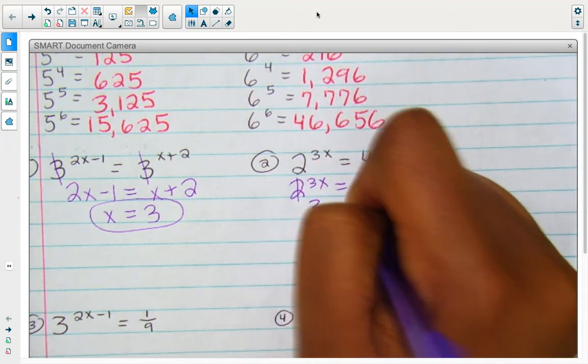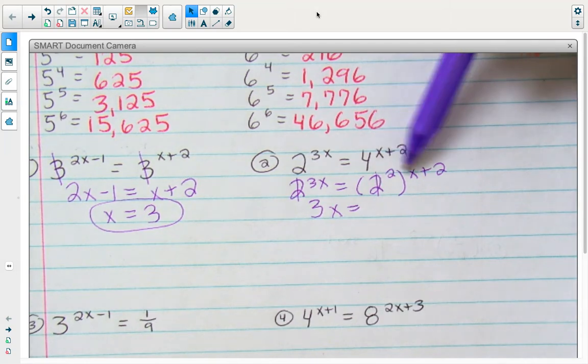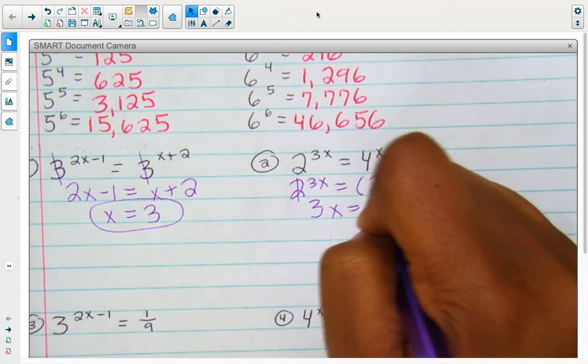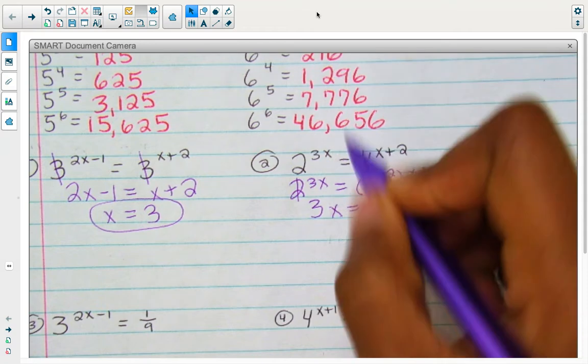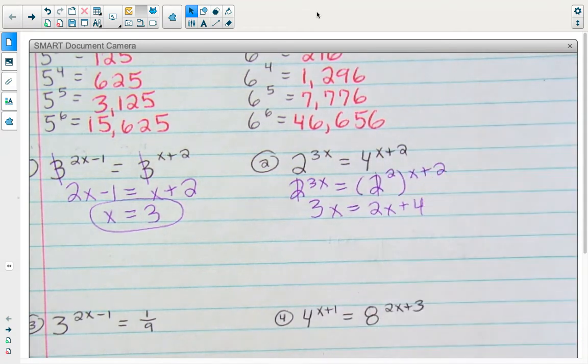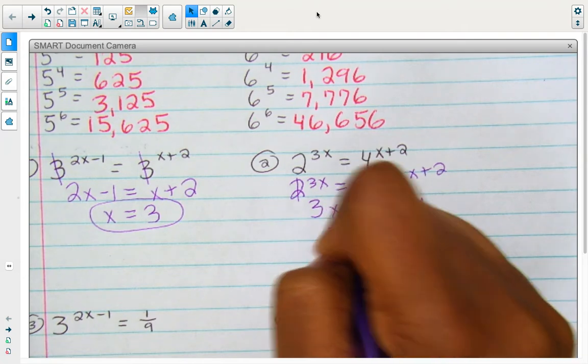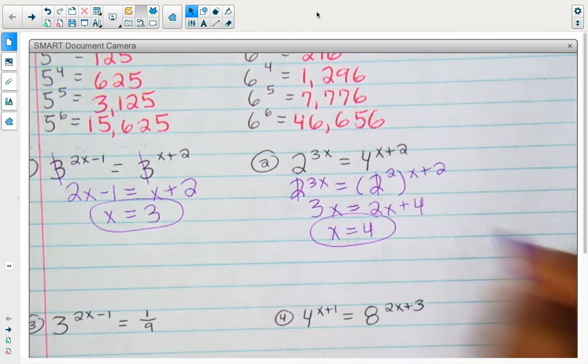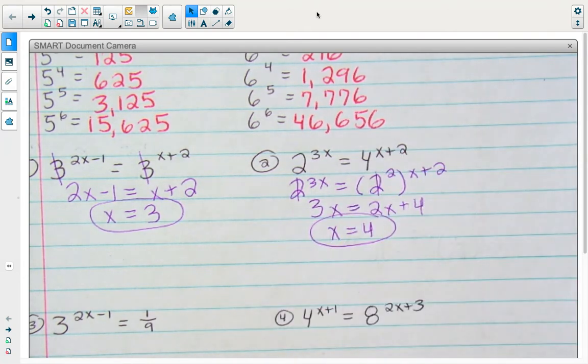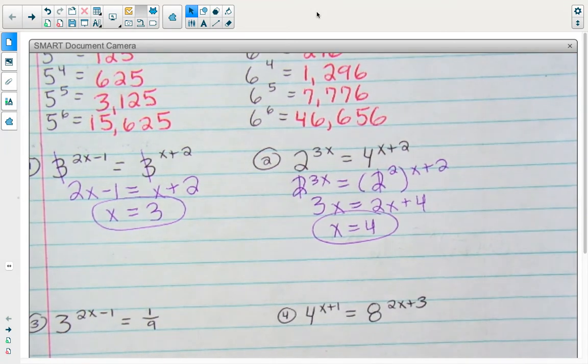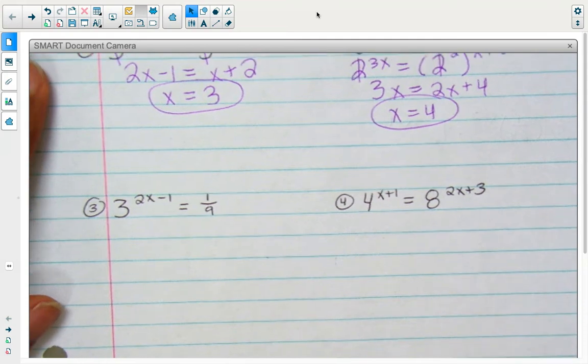3x equals, we do the distributive property, 2 times x is 2x, and 2 times 2 is 4. We go through, solve the equation, subtract 2x from both sides, we get x equals 4. So the only new piece for today is to change our bases to be the same. All right, next problem, number 3.